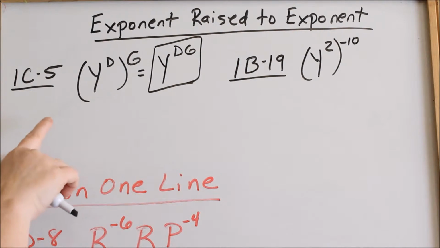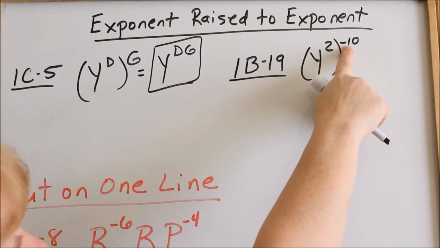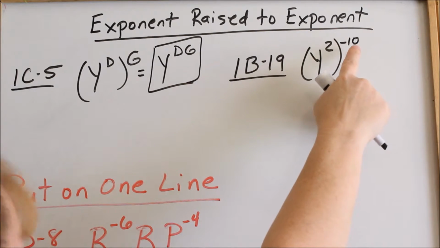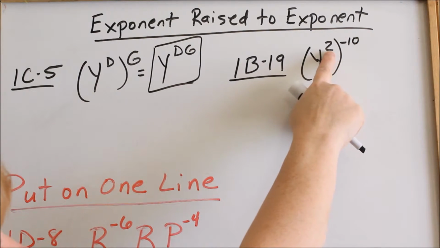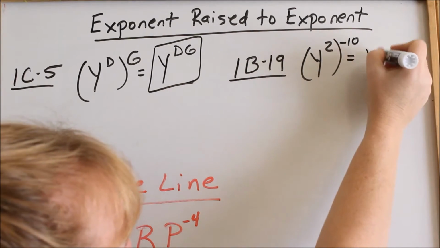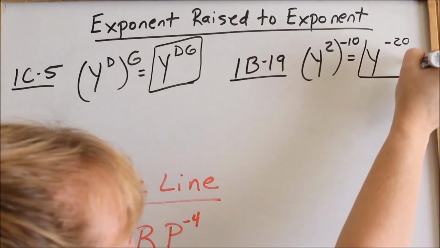That was 1c5. Now look at 1b19. Y squared raised to the negative 10. When you have an exponent raised to an exponent, you multiply your exponents. A positive times a negative is a negative, and 2 times 10 is 20. So y to the negative 20. You can leave it like that.